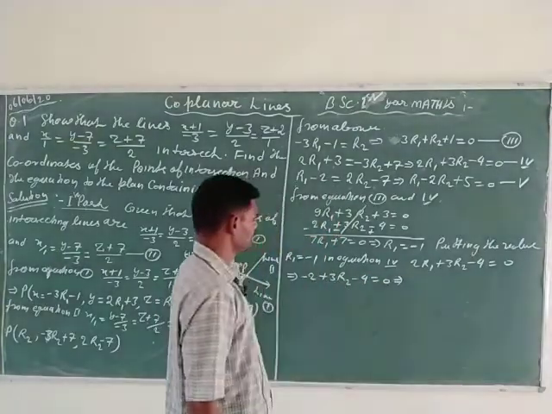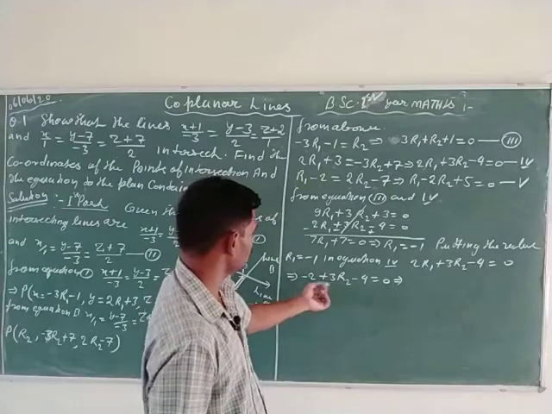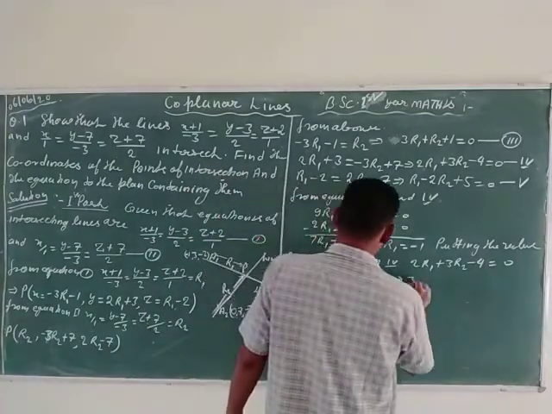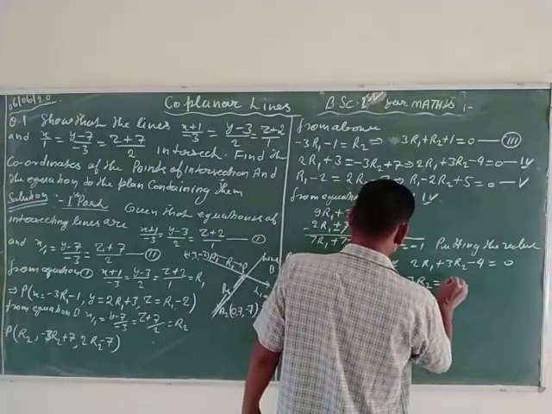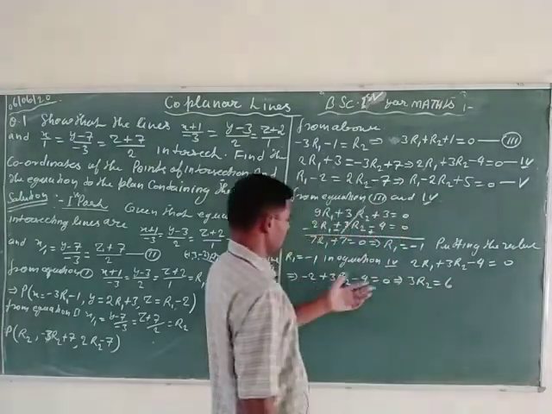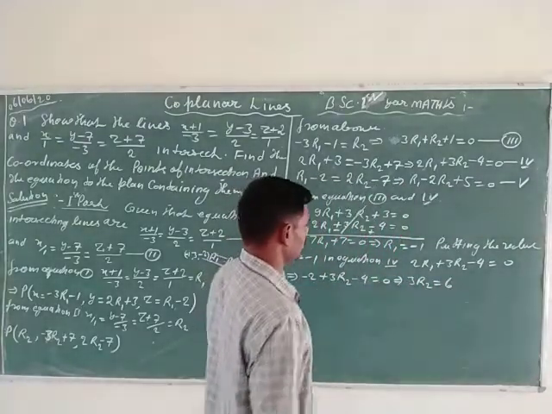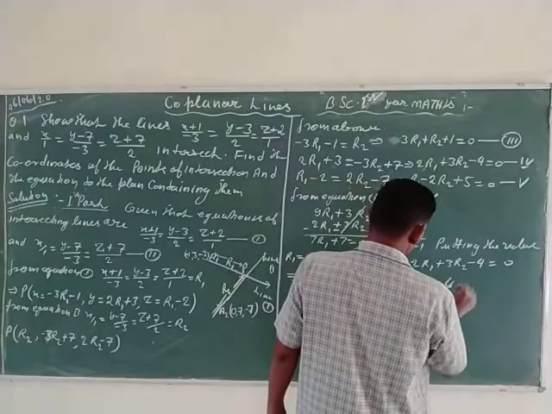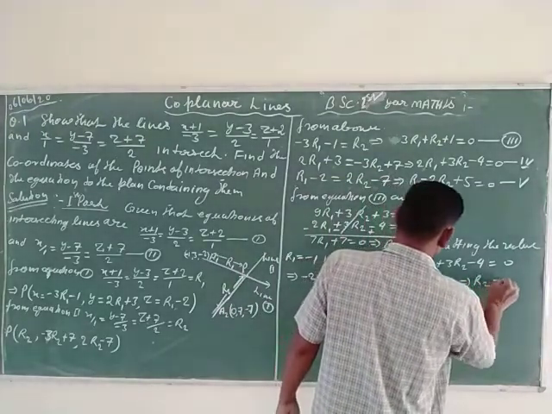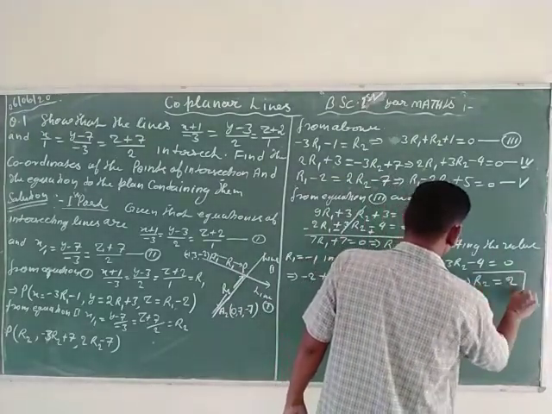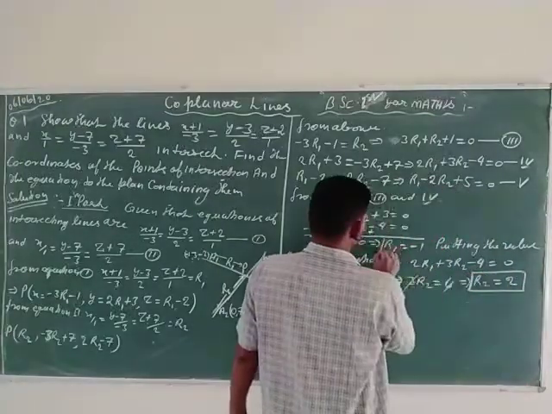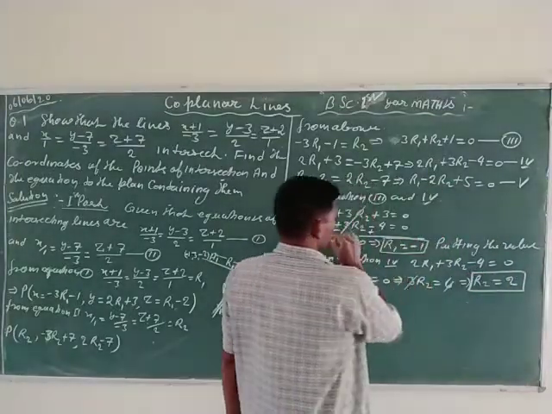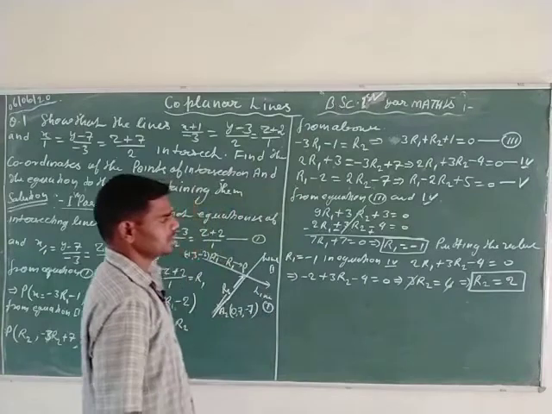Simplify this: 3R2 is equal to plus 6, taking to the right hand side plus 6, and after cancelling, R2 is equal to 2. The value of R2 is equal to 2 and the value of R1 is equal to minus 1.